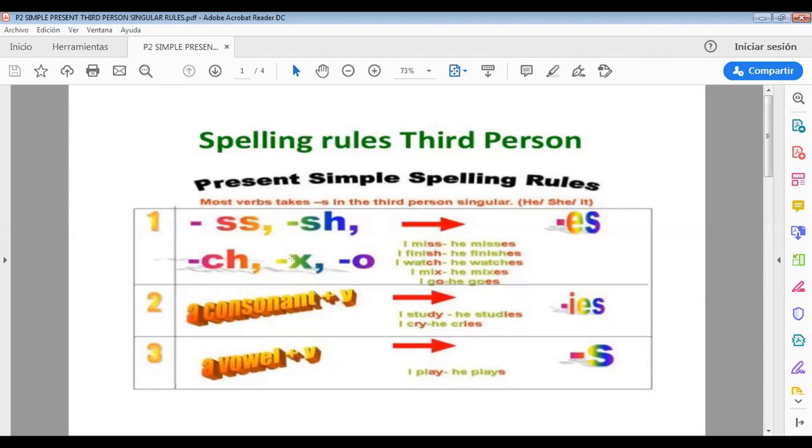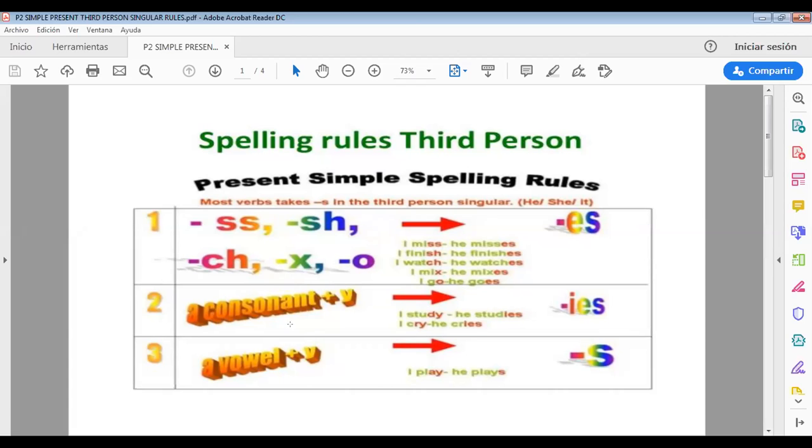When I have a verb that ends in X, for example, mix, I say I mix, but he mixes. And it applies for he, she, it mixes. When I have a verb that ends in O, I say I go. He, she, it goes. I add ES.